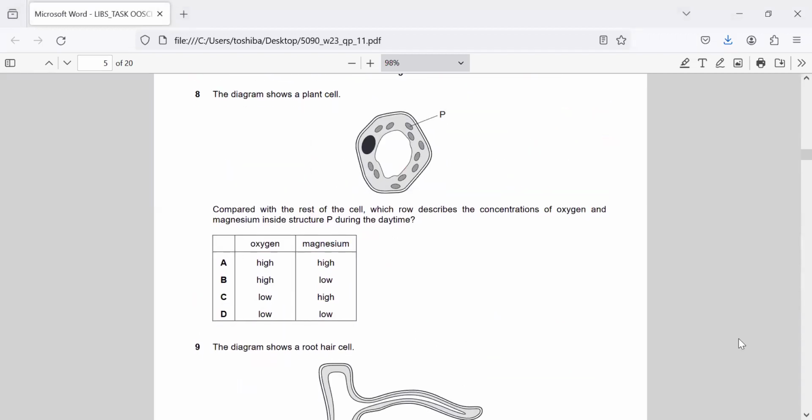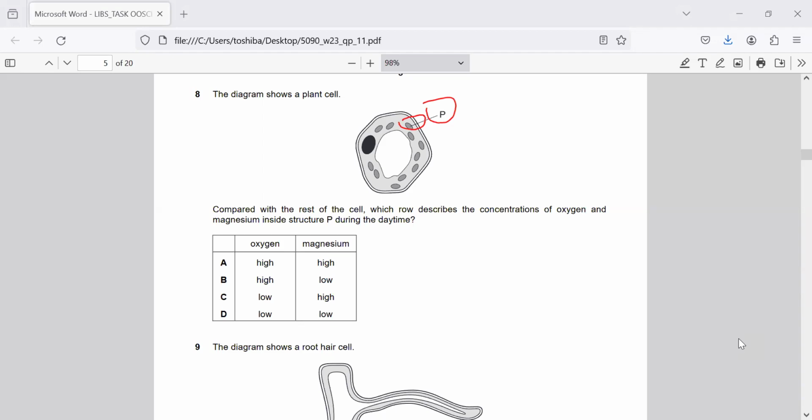Question 8 says the diagram shows a plant cell compared with the rest of the cell. Which row describes the concentration of oxygen and magnesium inside the structure P during the daytime? Which row is telling us the concentration of magnesium and oxygen? Okay, this is the structure P, which is highlighted here. Option A says oxygen is high, magnesium is high in the daytime.